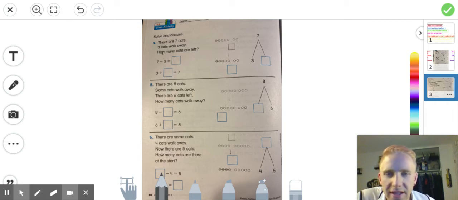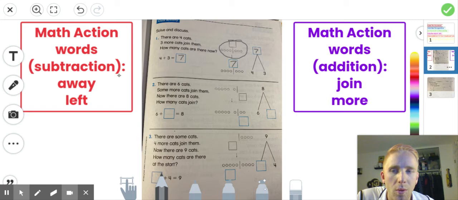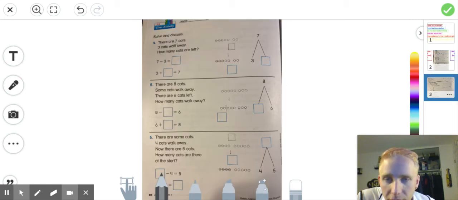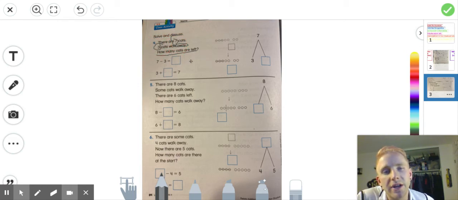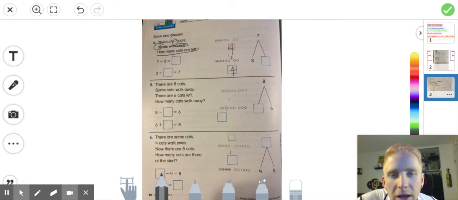So there are 7 cats. 3 walk away. Oh, math action words. Away means subtraction. Okay, so 3 walk away. How many cats are left? All right. There are 7 cats. 3 walk away. So we have 7 minus 3. So that's what they've drawn here. They've drawn 7 and they've taken away 3. 1, 2, 3. That leaves me with 4. I can write the 4 here. Now I know that 7 minus 3 equals 4.